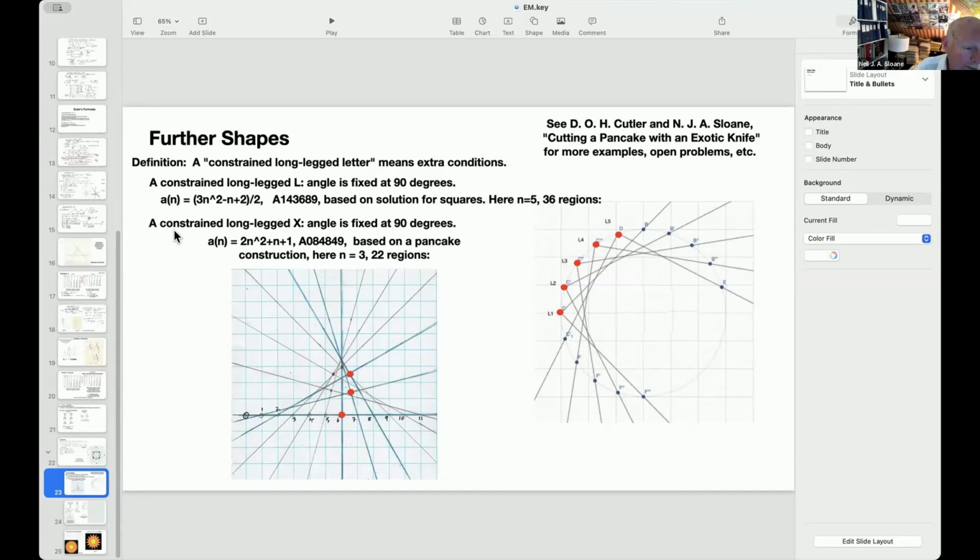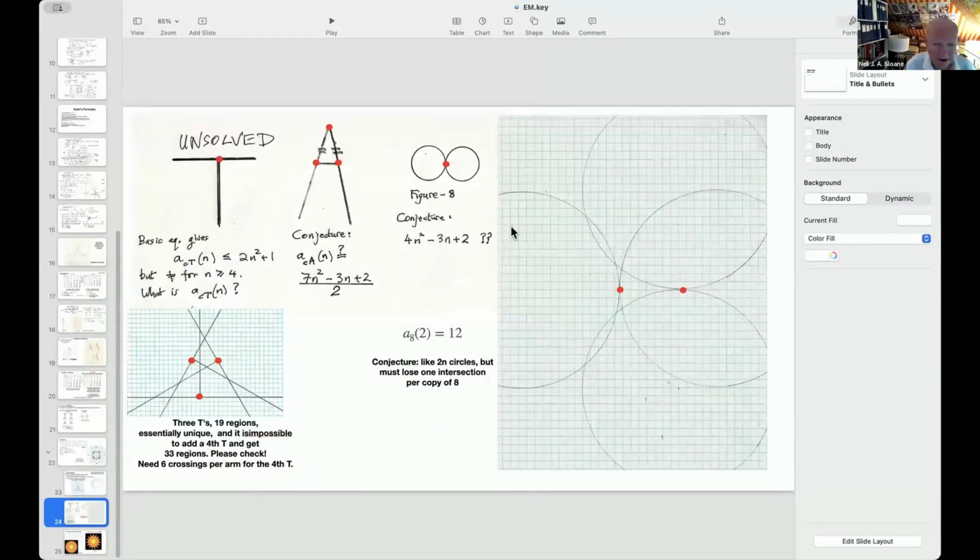Another example that I really liked and only solved recently was, what if you have an X and you constrain it so that the 2 lines are perpendicular. So a constrained long-legged X is a distinguished point with 2 perpendicular lines through it. And you can get a bound, but it was very hard to find a construction. It took quite a while. And here's the construction. And I really want to show you this. These are 3 things that are still open.